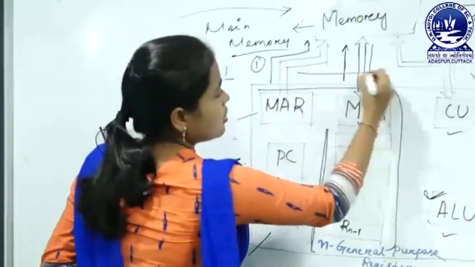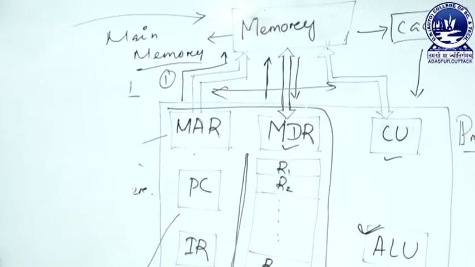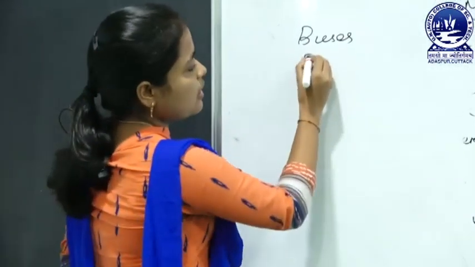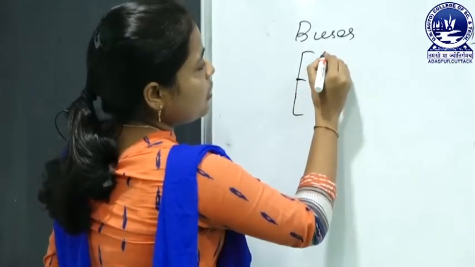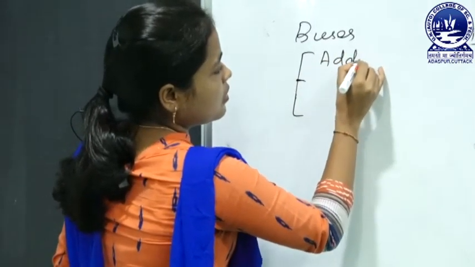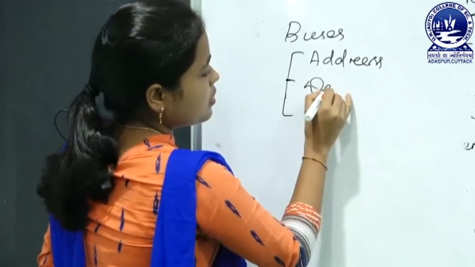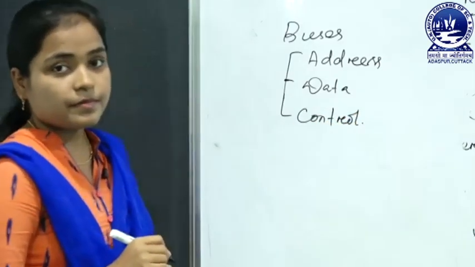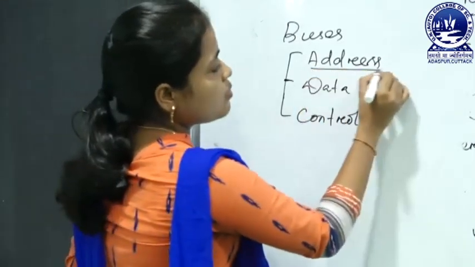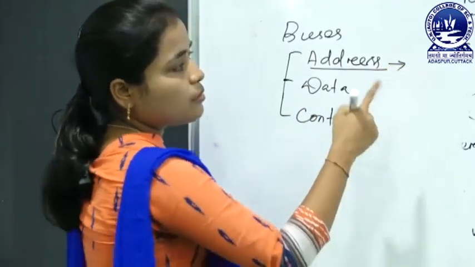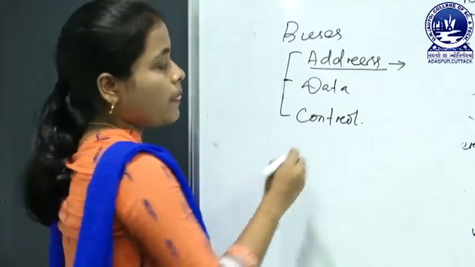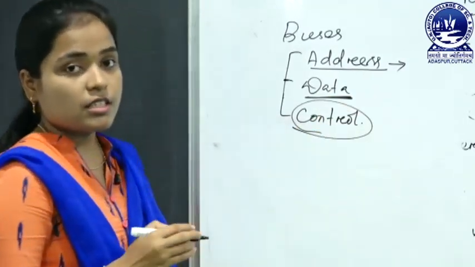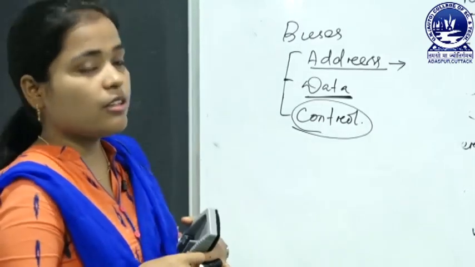Next one is these connections. These connections are basically through the buses. The buses are of three types: address bus, data bus and control bus. The address bus will transfer the address from the processor to the memory, the data bus will transfer the data, and the control bus transfers the control signals which are generated by the control unit.